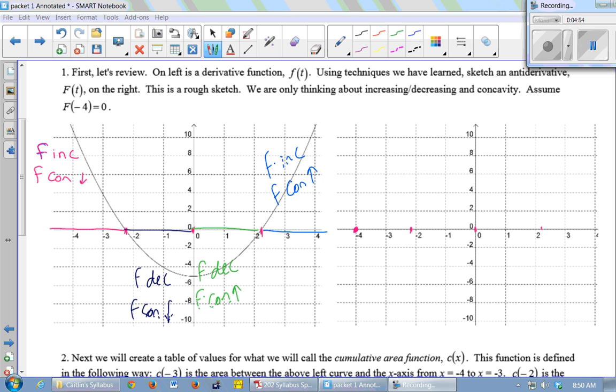Okay, so increasing, concave down. So maybe something like that. It's increasing and concave down. All right, and then it switches to decreasing and concave down. So it's going to start coming back down, stay concave down until 0, like that. And then at 0, it switches to decreasing, but now it's concave up. So I'm going to hit a minimum at that value of 2. And then it's increasing, concave up.